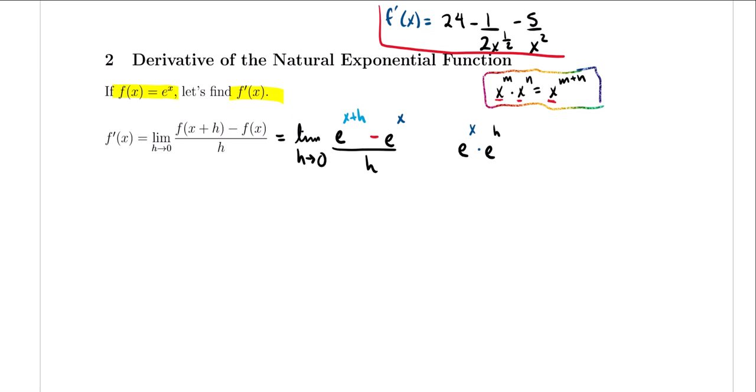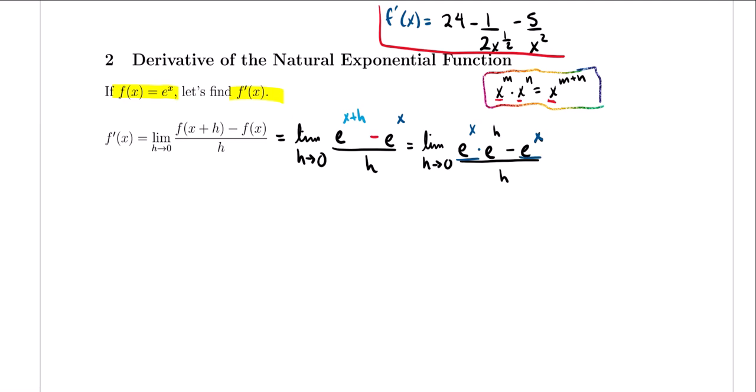Okay, so with this little background out of the way, let's go ahead and take a look here. So we're finding the limit as h goes to 0 for e to the x times e to the h minus e to the x, and it is all over h. Well, now, lo and behold, I actually can factor something out. The first term has an e to the x, and the second term also has an e to the x.